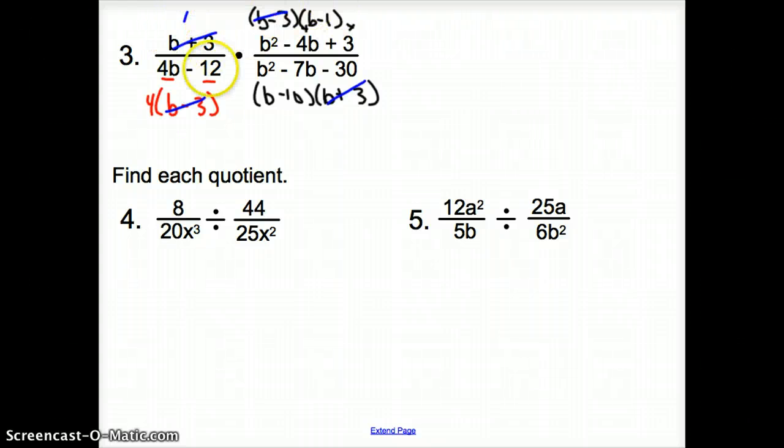Now, top and bottom. Anything top and bottom? No. How about here, top and bottom? No. So now we multiply across 1 times, and what is left on top over here? That's just a b minus 1. What's left over here?